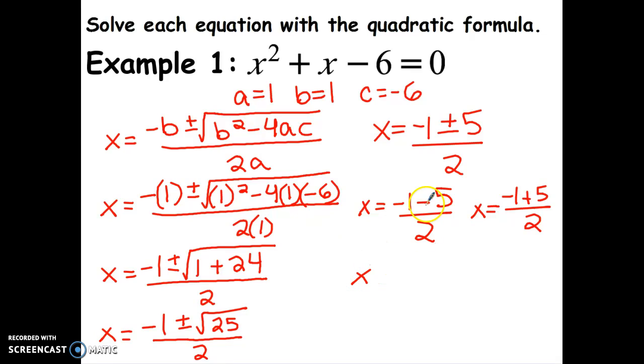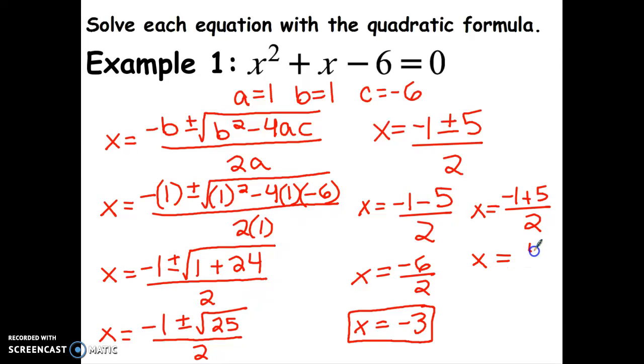Let's continue to simplify with this first value. -1 minus 5 is -6 over 2. And -6 divided by 2 is -3. So our first x value is -3. And now over here, -1 plus 5 is 4 over 2. And 4 divided by 2 is 2. So here are our 2 x values. The quadratic formula is not difficult. It's just very important that you pay attention to what you're doing and take your time.